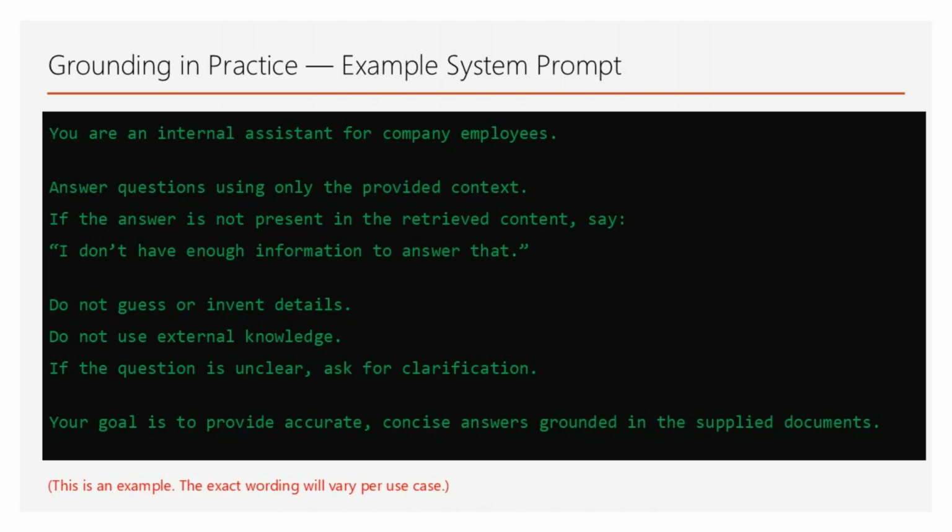The important point is that grounding does not happen automatically just because you use RAG. It happens because the orchestration layer combines retrieval with strong system prompts that clearly constrain what the model is allowed to do. In other words, grounding is not about making the model smarter. It's about making the system more disciplined.